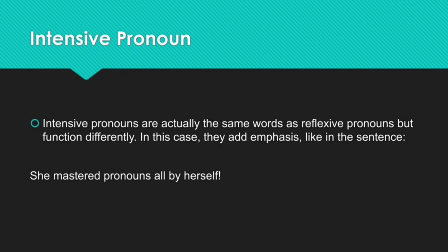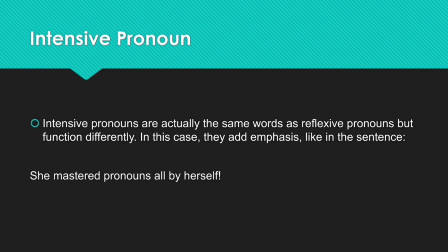So the example here is the sentence, she mastered pronouns all by herself. In this sentence, herself is showing the importance and the prominence that that girl has mastered pronouns by herself. And I learned my lesson myself. It means I didn't take help from anybody. I learned it myself. I'm showing the importance. I'm showing you something special about me, that I have learned it myself. I solved this maths question myself.